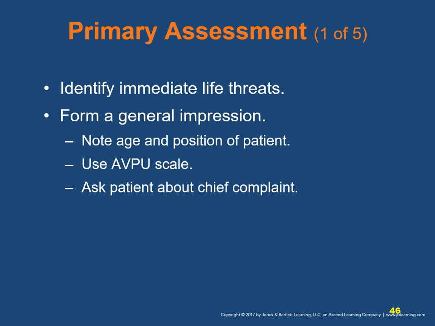Identify immediate life threats. Problems with the ABCs. If any major problem is identified, treat it immediately. Form a general impression. Form an overall general impression of the patient's level of distress. Note the age and position of the patient. Is the patient calm or anxious? Use the AVPU scale to check for responsiveness. Ask the patient about his or her chief complaint.